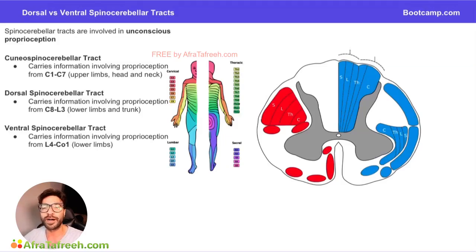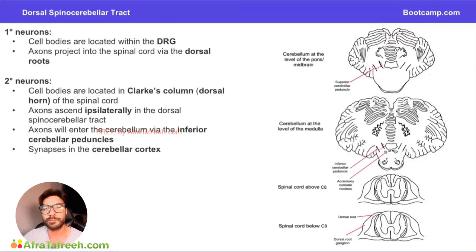And we can identify our dorsal and ventral spinocerebellar tracts right here. This is going to be our ventral spinocerebellar, and this will be our dorsal spinocerebellar. You'll see that our cuneocerebellar tract is actually carrying information up the fasciculus cuneatus in that dorsal column medial lemniscal system, but it's not necessarily part of it. Now, these pathways, unlike the spinothalamic and dorsal column medial lemniscal pathway, only have two neurons.